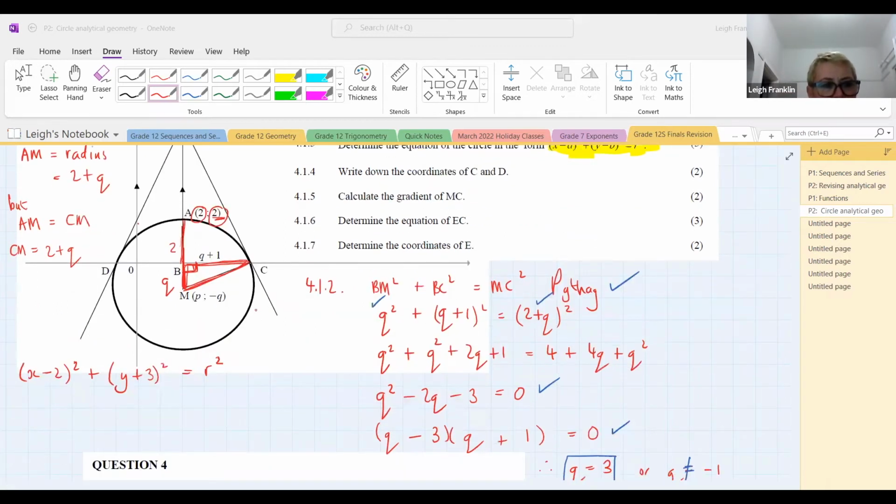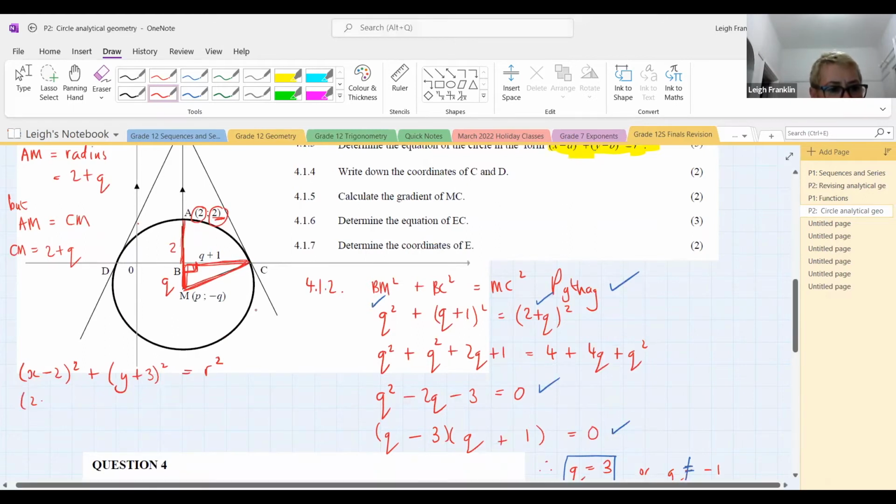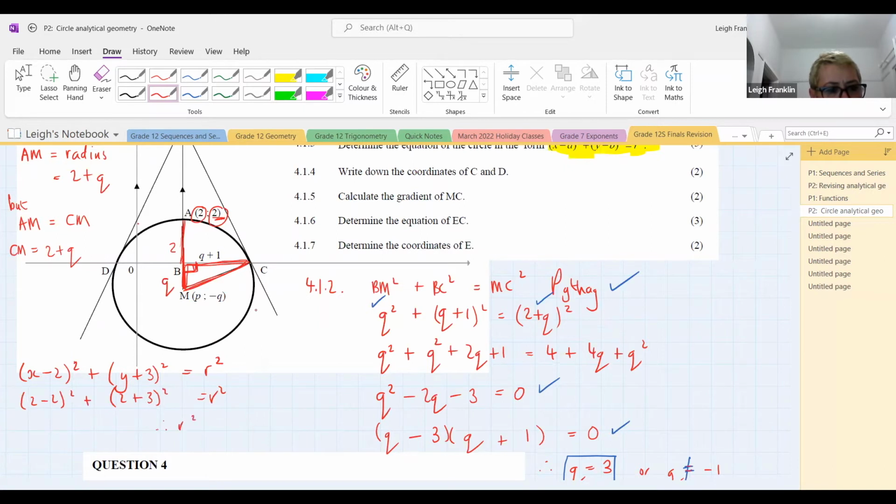Okay, so now here we know that this is 2, we know that that's 2. So this is going to give us (2 minus 2) squared plus (2 plus 3) squared is equal to r squared. And therefore r squared would be equal to 25 in this case. All right, so the equation of the circle is (x minus 2) squared plus (y plus 3) squared is equal to 25.